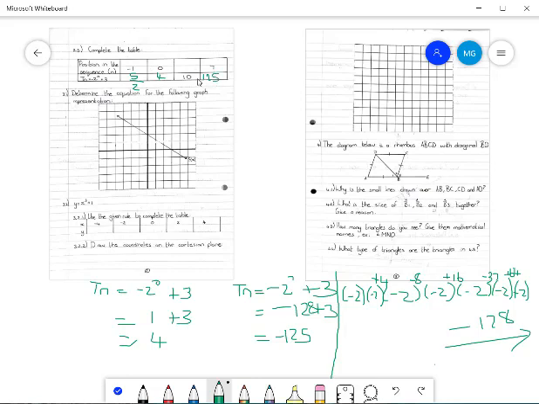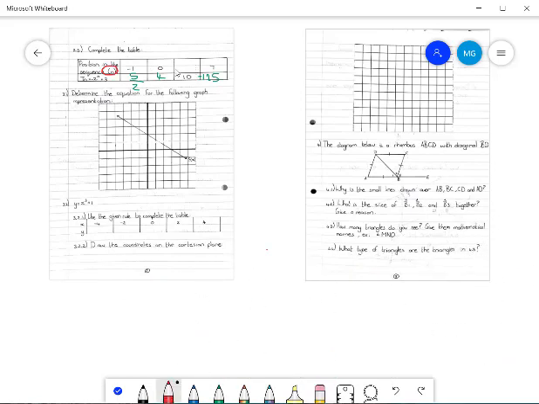125. Oh, sorry, negative 125. Okay, so now that we've done that, let's go to the next one. We need to figure out what the term number, n, is. Okay, so I realized there was a mistake. For this to work, we need to make this negative 5. So sorry about that. Just fix it on your paper if it's not fixed already.